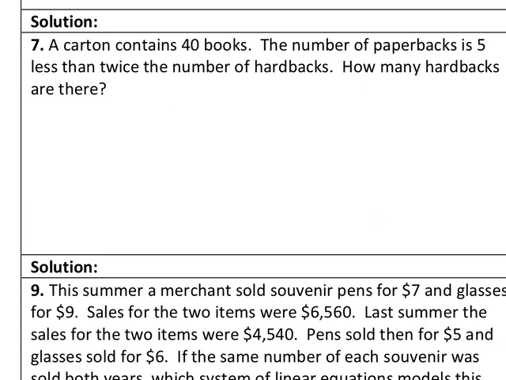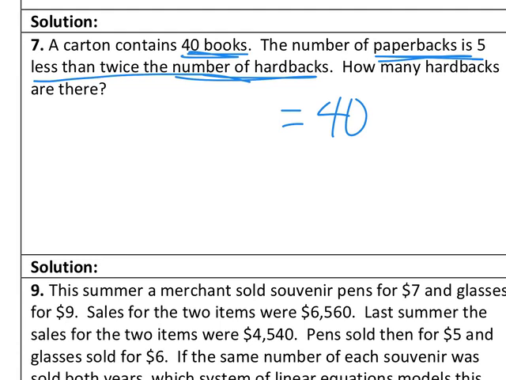A carton contains a total of 40 books. The number of paperbacks is 5 less than twice the number of hardbacks. How many hardbacks are there? Okay, so I know that there are a total of 40 books, and I'm going to let P be paperback for my X's. I'm going to let H be hardback for my Y's. So a carton of 40 books, and I know there are paperbacks and hardbacks, so a combination of paperbacks and hardbacks makes my 40.